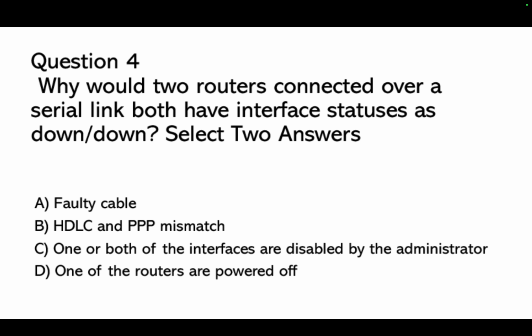Question number 4: Why would two routers connected over a serial link both have interface statuses as down down? Select two answers here, so two options. Now I make this mistake sometimes. I only choose one. You have a question like this where you need to select two answers out of the list, and I only select one. For some reason I skimmed over the question too quickly. This happens sometimes, so please take time. It's two answers you need to select, so please take the time to pause the video and then play it when you're ready.